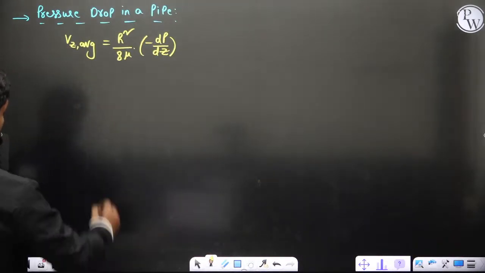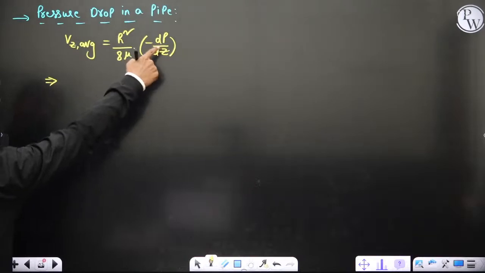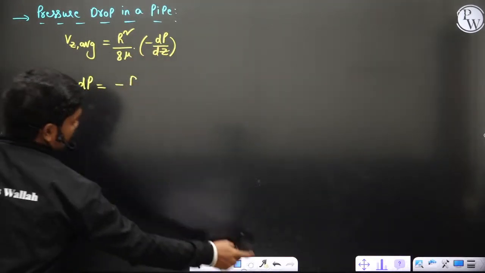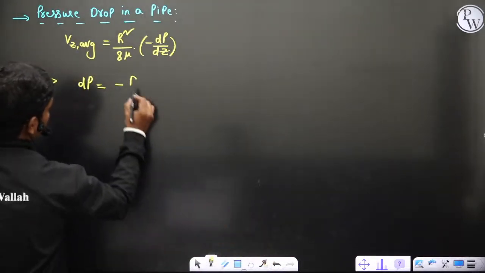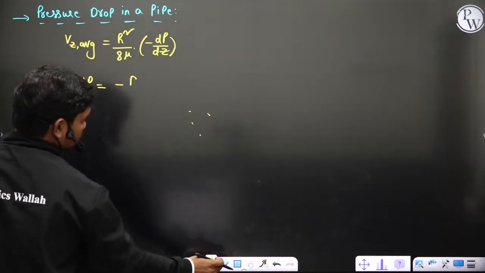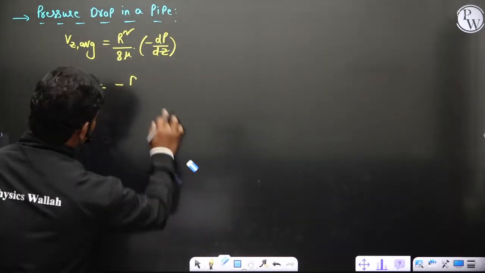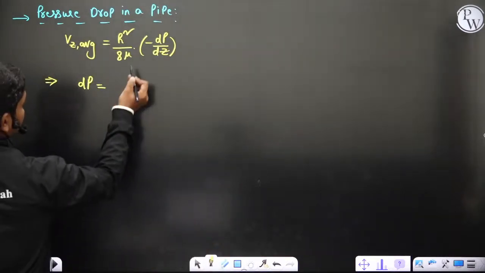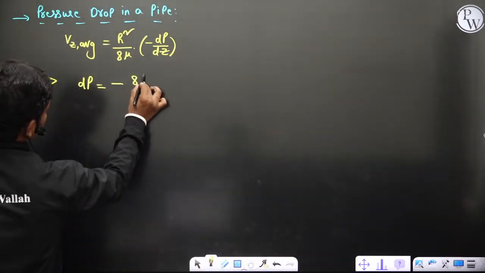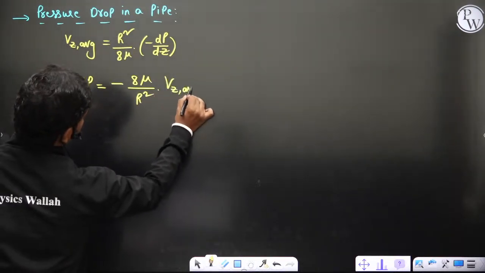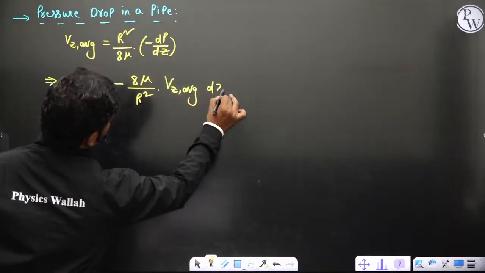Now you can write this expression as dP is equal to minus 8 mu by R square into Vz average into dz. Correct? We can write this.